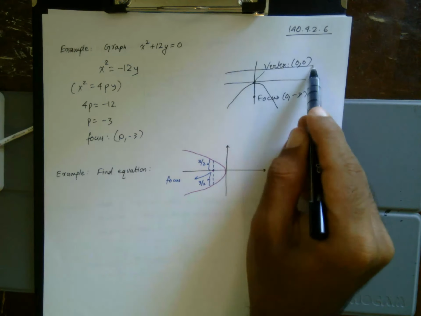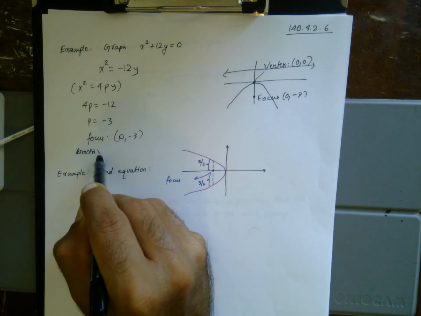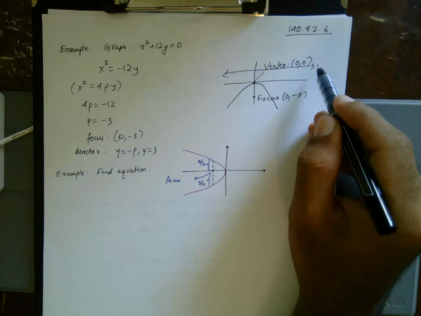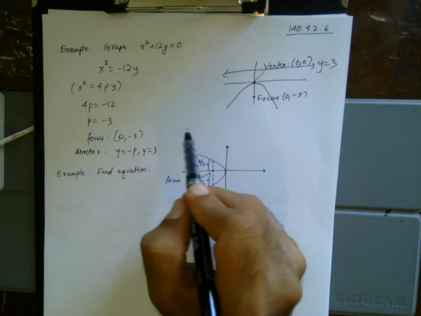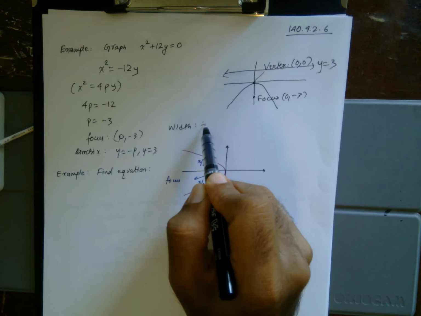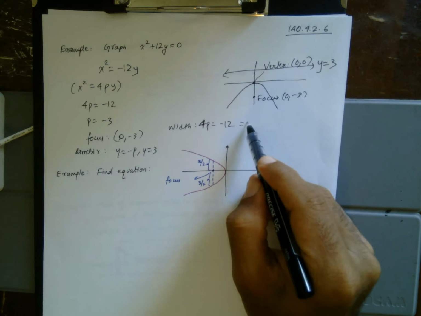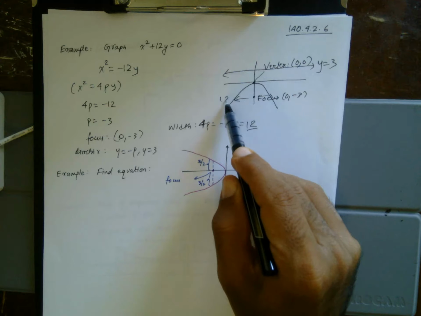The directrix is up here. It is y equals negative p, so it's y equals 3. And if we want the width, it is 4p, which is negative 12, but it's a length, so we just say it is 12. So right here, this length is 12.